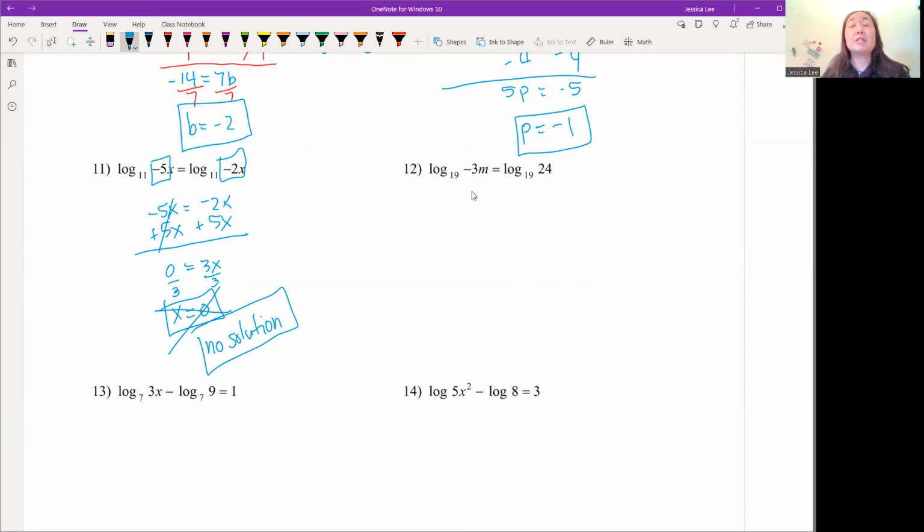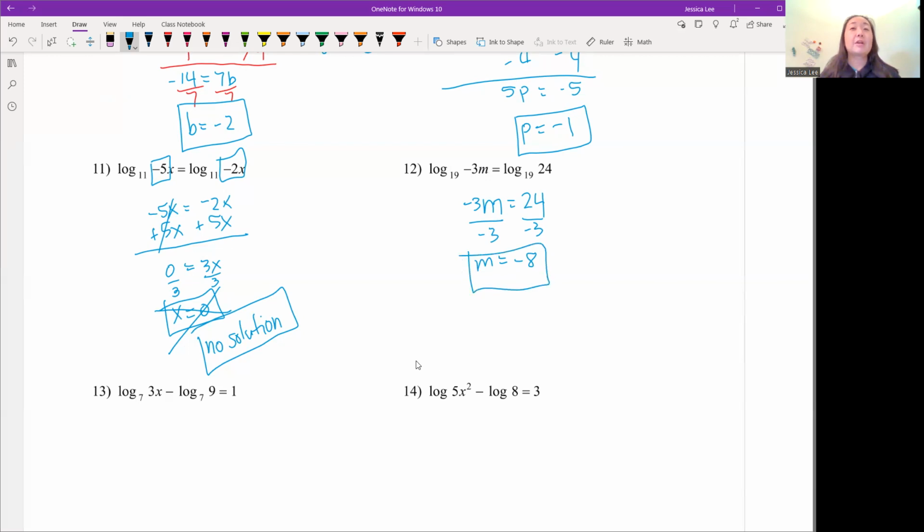Again, right here, this one is pretty simple. Again, arguments are equal to each other. Ooh, that's an M. Oh, my dear. -3M is equal to 24. Again, you're going to just divide by -3. You get M is equal to -8. And if I plug in -8 in here, is -3 times -8, which is +24, which is fine.